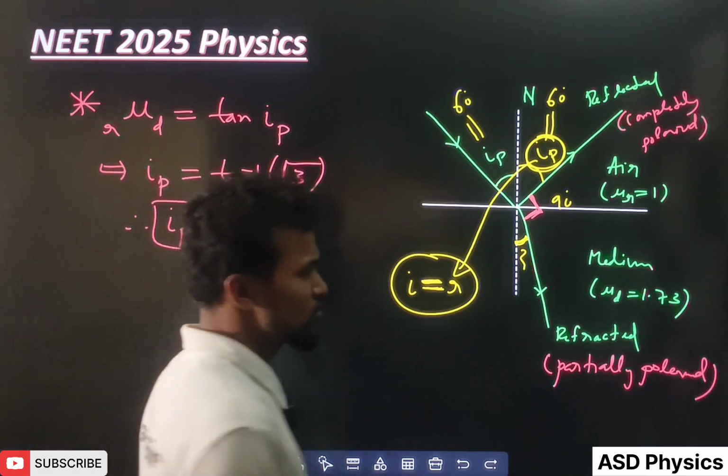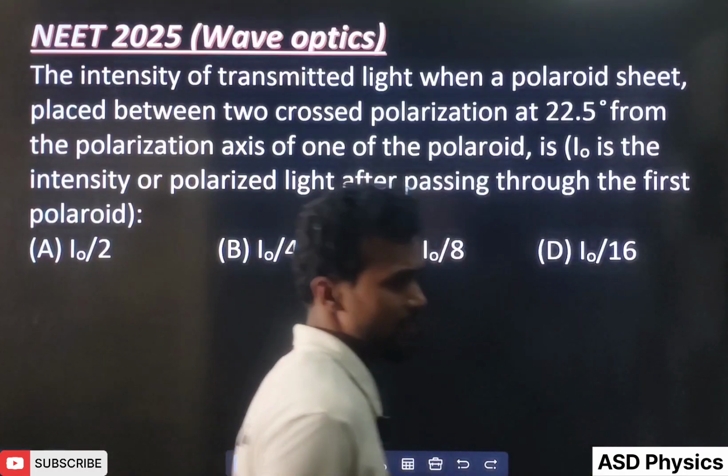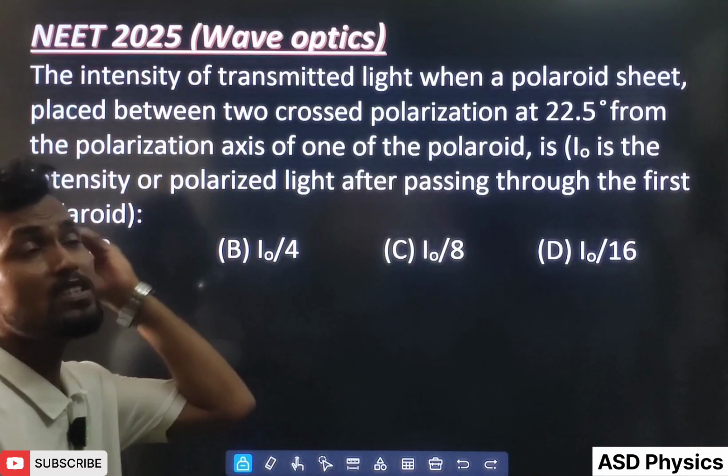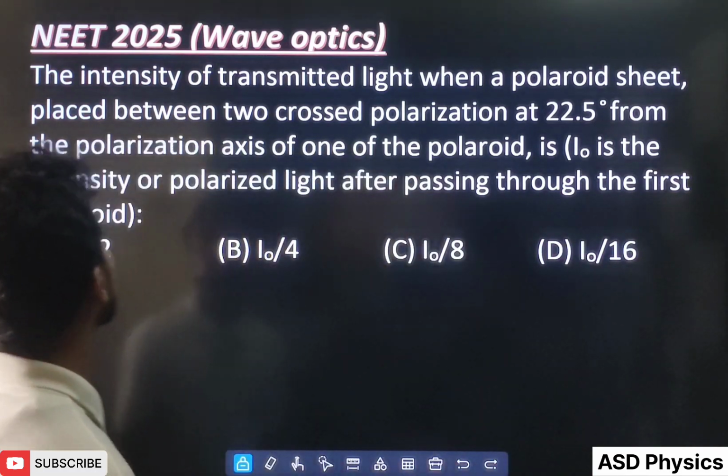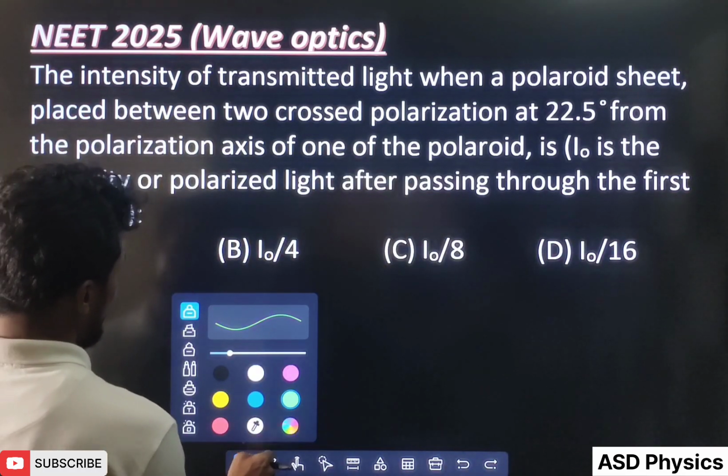TIR is happening, okay? From that perspective we can tell, because for TIR what is the condition? i should be greater than the critical angle. From that perspective they have told close to. Okay, next one, let's see here.